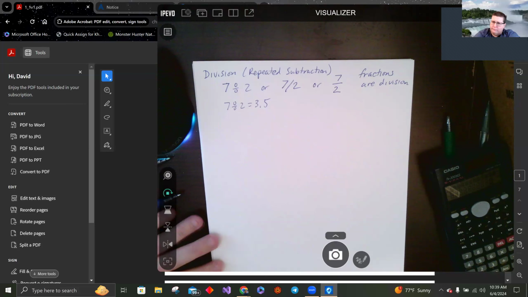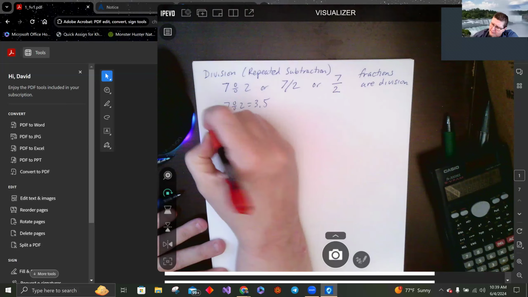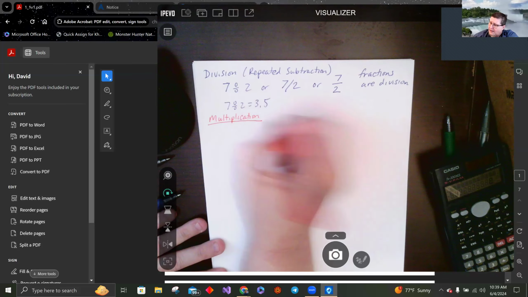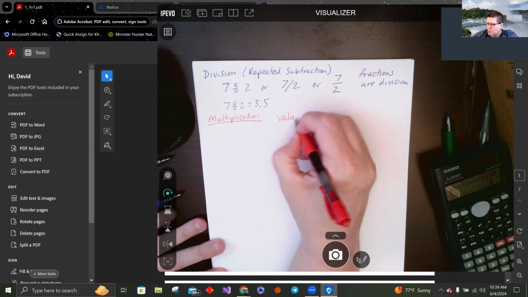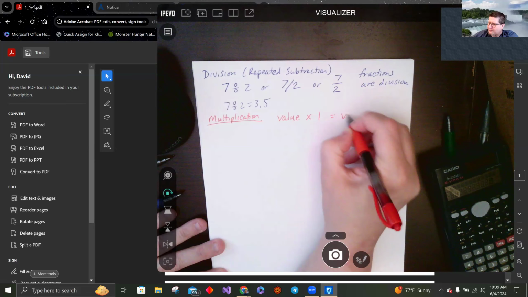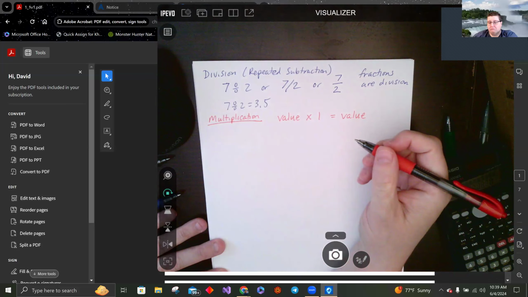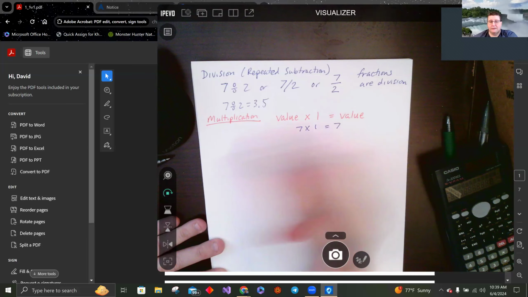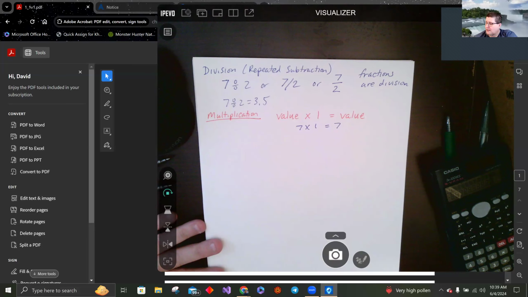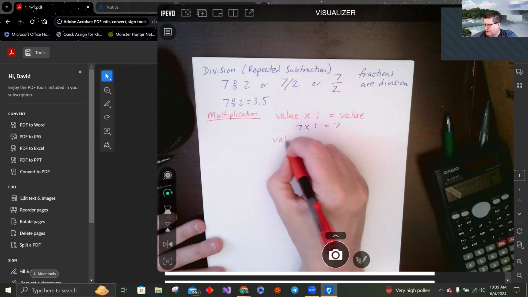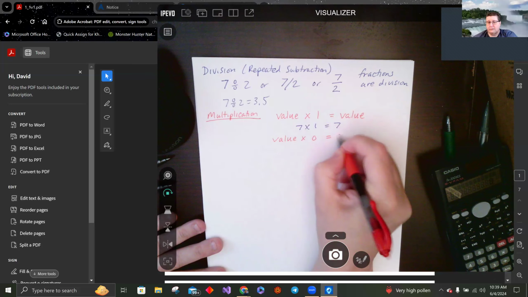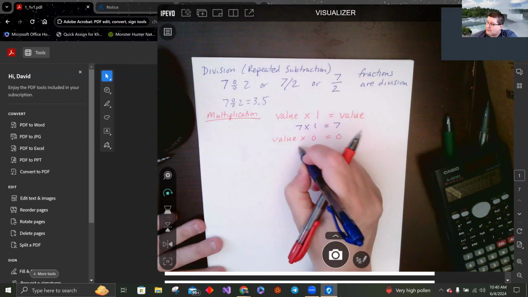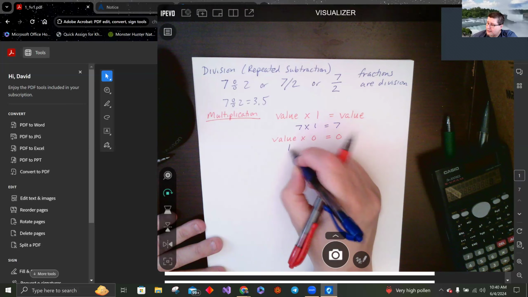Some important things to note under multiplication. Any value times 1 is just the original value. Like 7 times 1 is 7. Any value times 0 is 0. Hopefully you guys know that. 1 billion times 0.